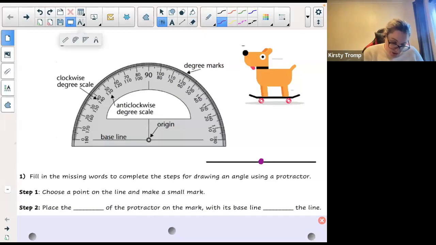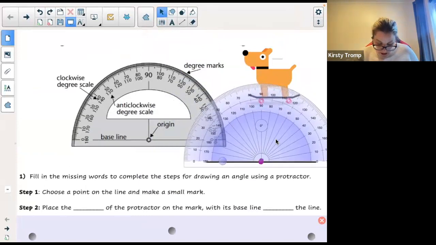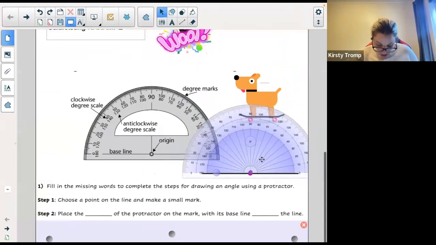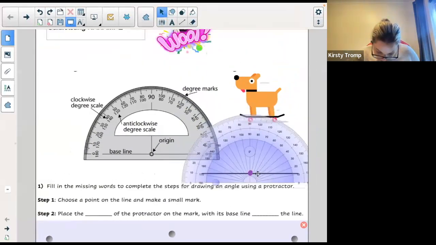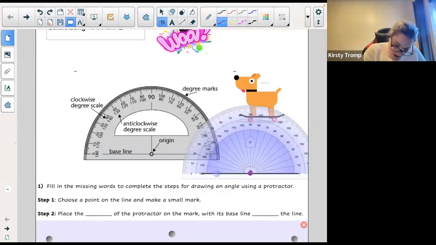So there's my protractor. I'm putting it on the line and I'm putting my origin on my point. Well done. So that's the origin. I'm going to go right there. Origin. Well done, guys. Place the origin of the protractor on the mark with the baseline.